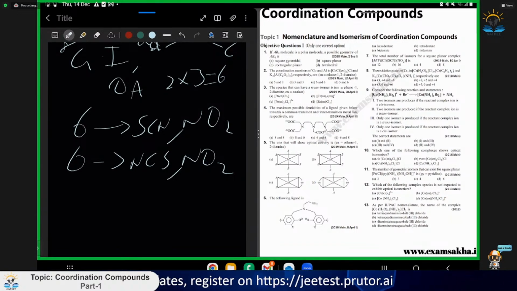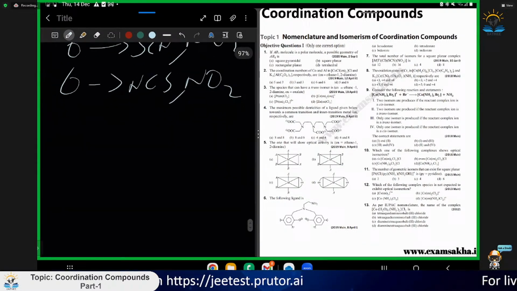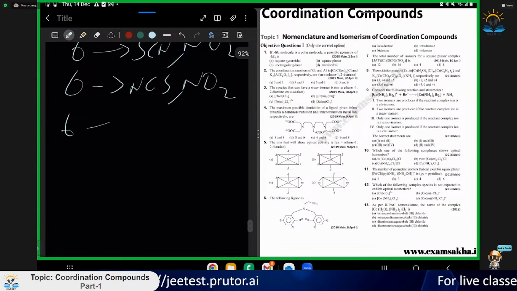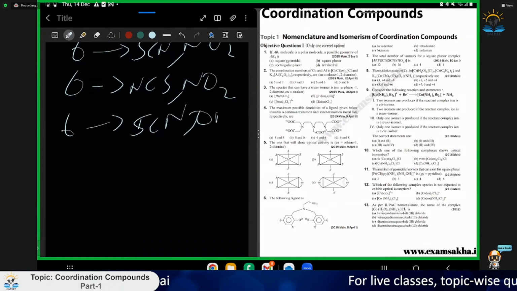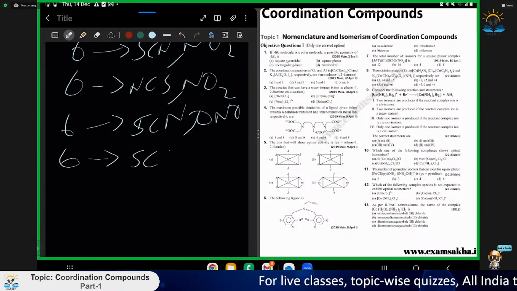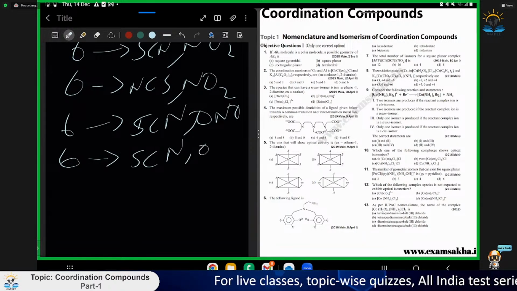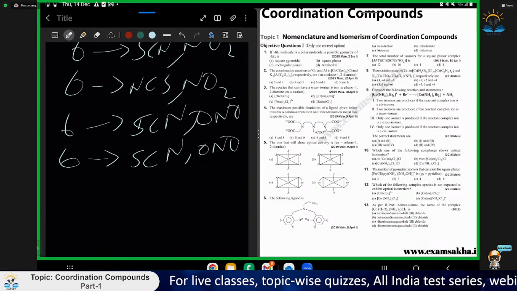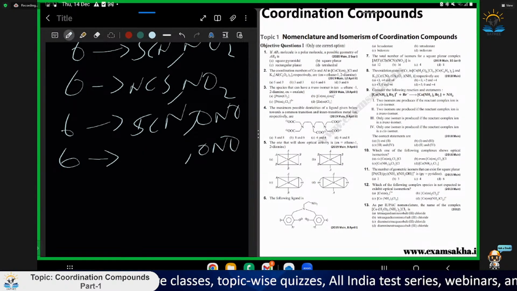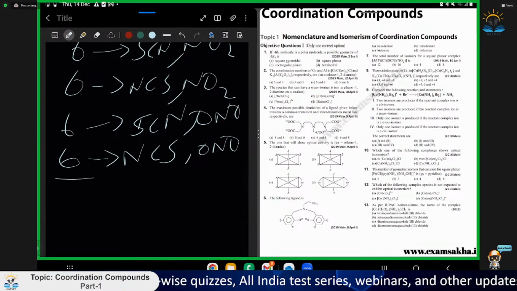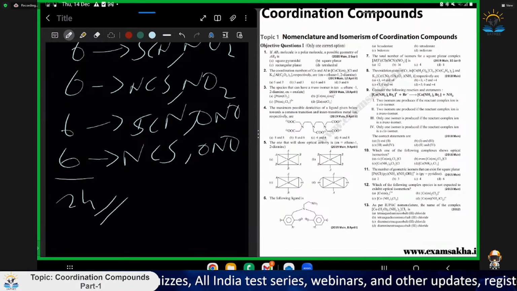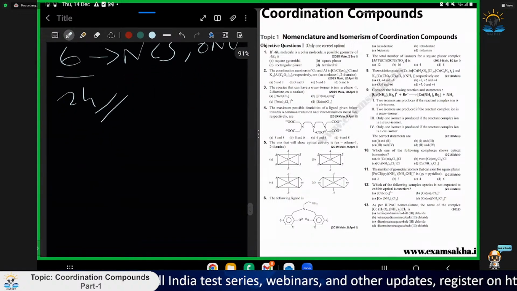Okay, I never had this weird doubt. In another one it can be SCN, ONO. I hope you get what I'm saying. Since they are ambidentate, sometimes one donates, sometimes the other, and you're going to have 4 cases of that. So the answer is 24. 24, right?